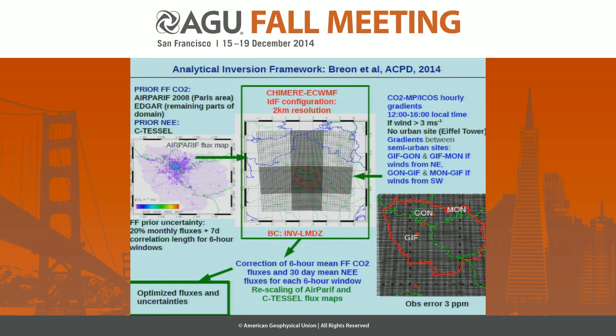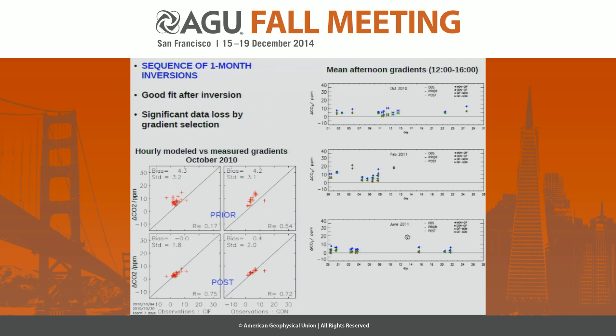Regarding the uncertainty, we use a 20% uncertainty for the fossil fuel CO2 prior emissions and allow some weak correlation, while for the observation error matrix we don't assign any correlation, and we use a 3 ppm uncertainty. We do this inversion for every month separately, and what you see here is a comparison of hourly modeled and measured gradients. Prior and after the inversion, you see a much better agreement between the gradients.